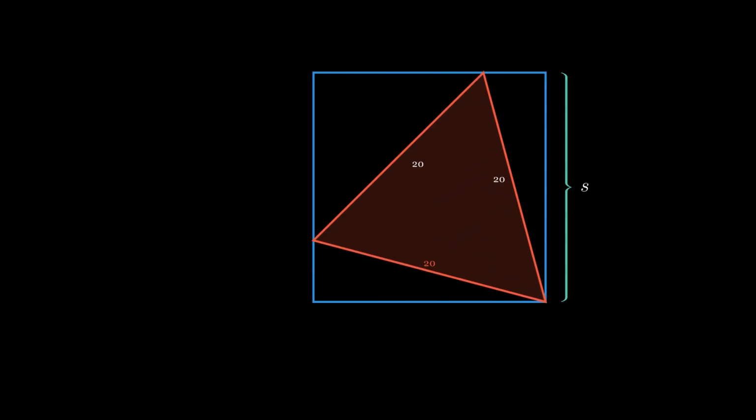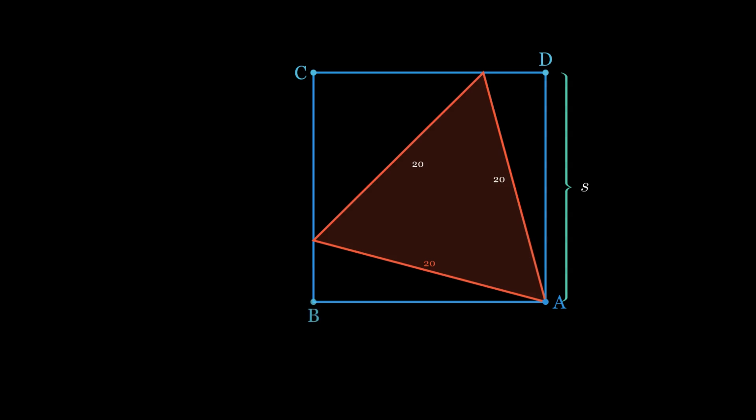We are presented with a square and an equilateral triangle, positioned in a very specific way. Our goal is to determine the side length of the square. The equilateral triangle has a side length of 20 units. It shares one vertex with the square, while its other two vertices touch the adjacent sides of the square.